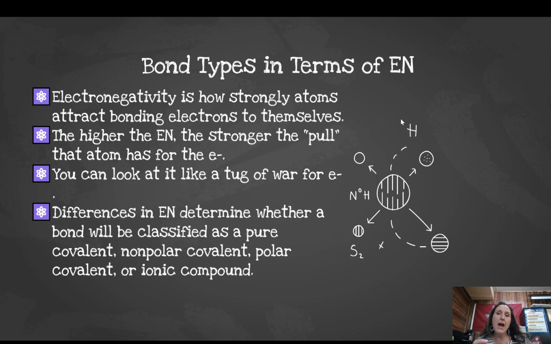You will have one atom that pulls an electron closer to it, so it's like 2 toddlers that don't share nicely. One toddler is bigger, and so will pull the toy closer to themselves and try and play with it without actually doing the real sharing, right? So that's kind of how that will work. Differences in electronegativity determine whether a bond will be classified as nonpolar covalent, polar covalent, or ionic.